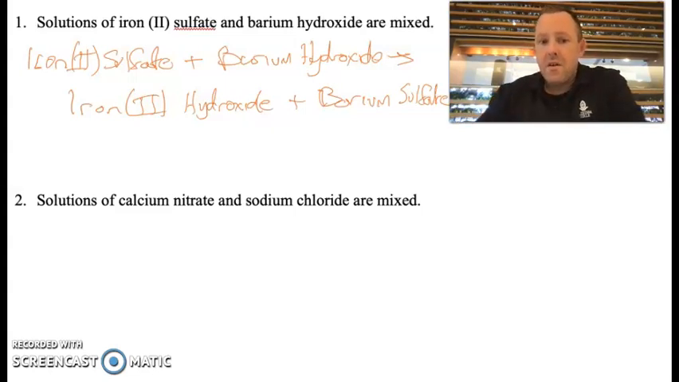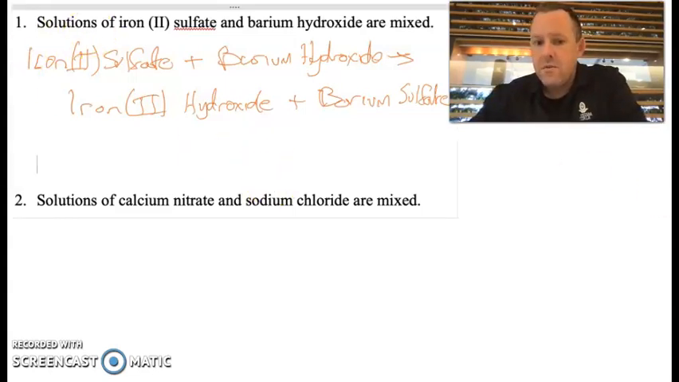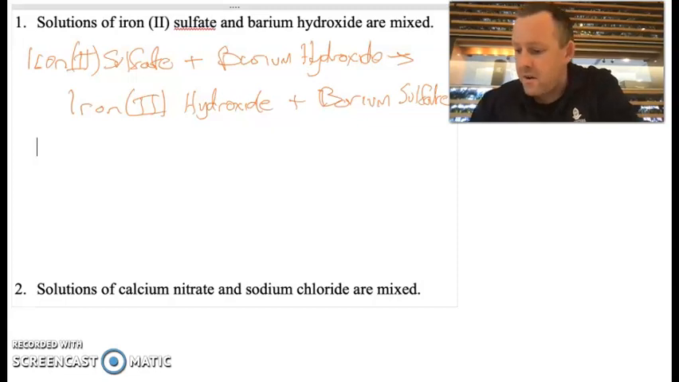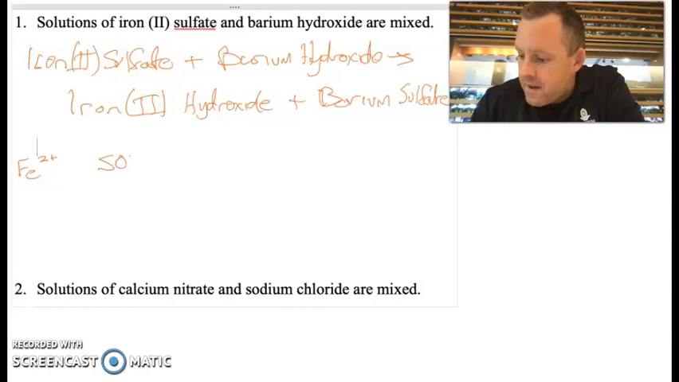So iron 2 sulfate. Let me just give myself a little bit more room here, guys. Iron 2 sulfate, so it's Fe, and I know it's a 2+ because it's iron 2. It's with an SO4 group, and that's a -2 charge. So using my crossover method, I've got my 2, I've got my 2, 2 to 2, get that to your simplest ratio, so a 1 to 1. So my first formula is FeSO4.